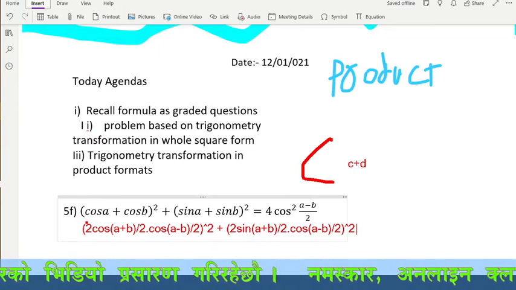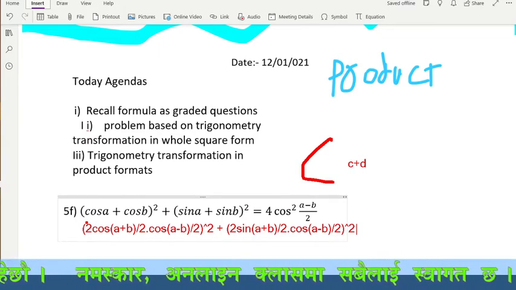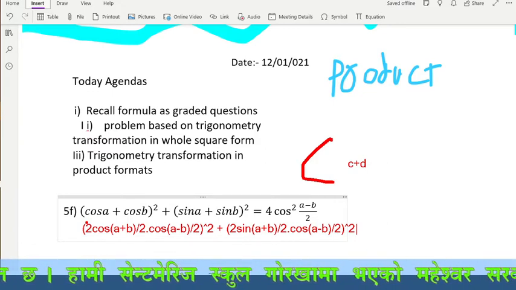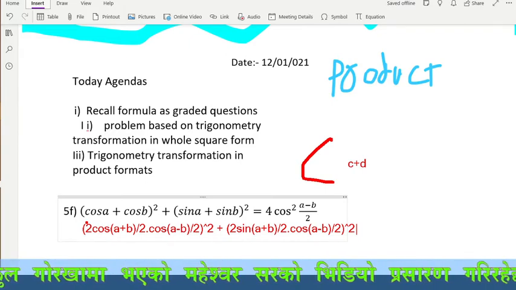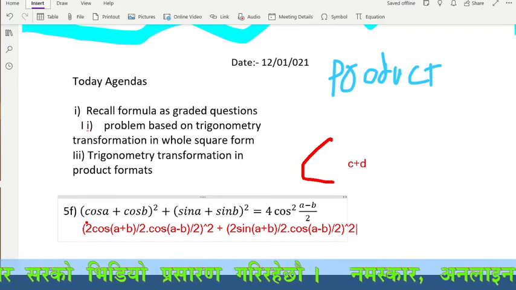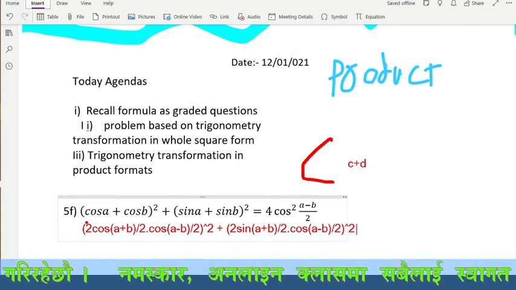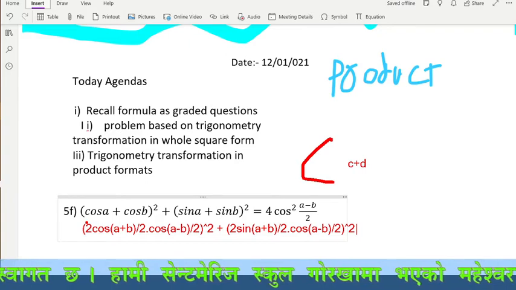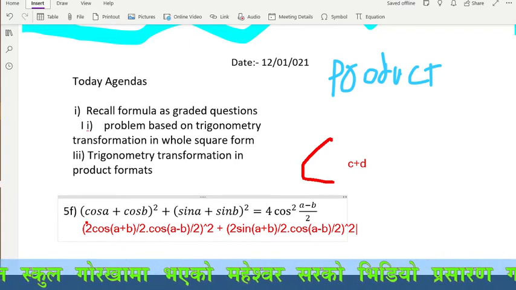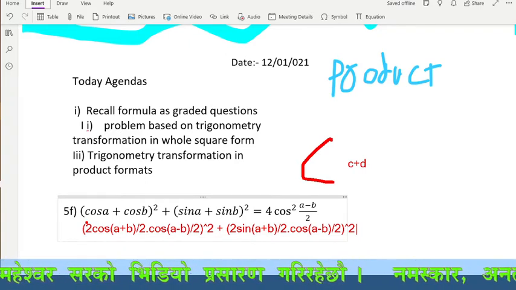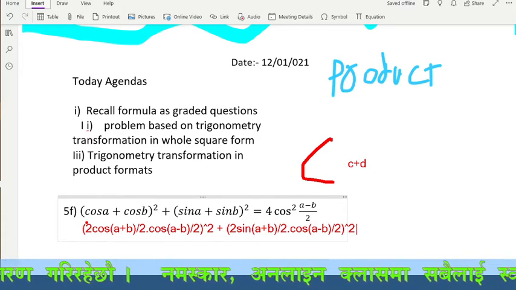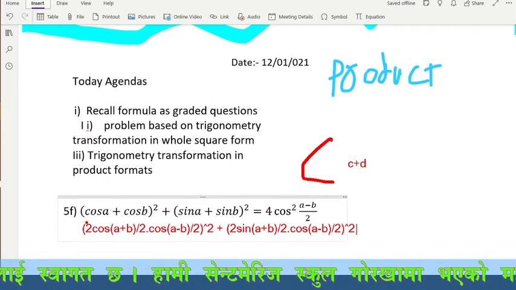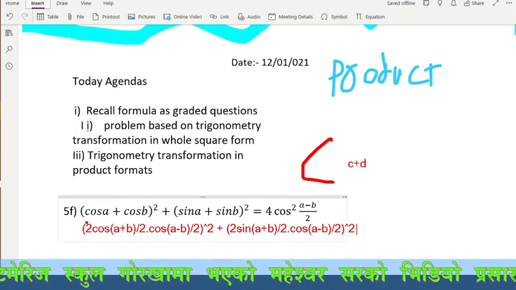That will be common. Now if it is common, then if we are getting this common, this will be common and this only we have to prove, no? If we take common, here is a whole square. When you take common, it will come in whole square format, no? So what will we get? 4 cos square of (a minus b) by 2. Prove. And the remaining will be 1, no? This plus this will be what? Sin squared a plus cos squared a will be 1.